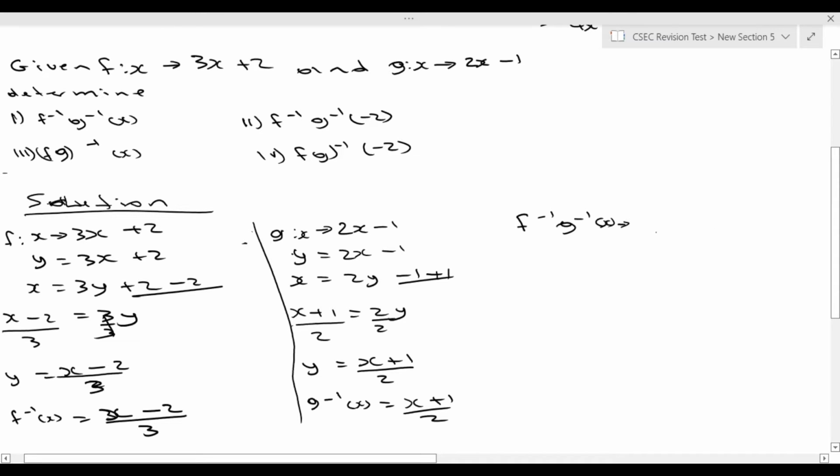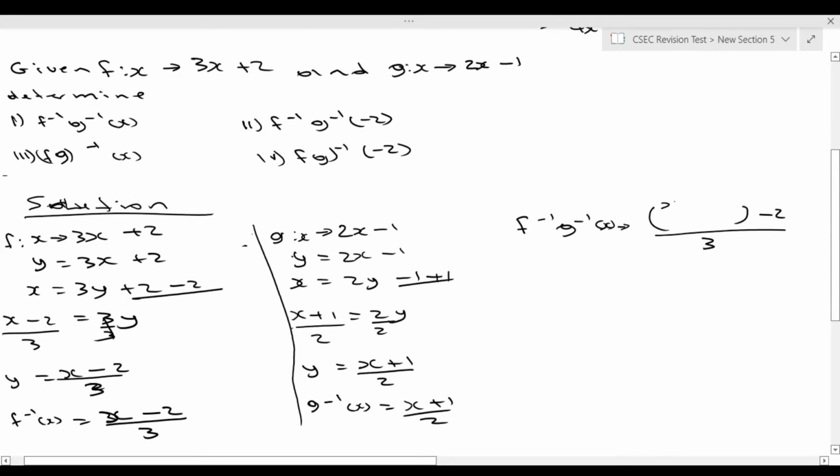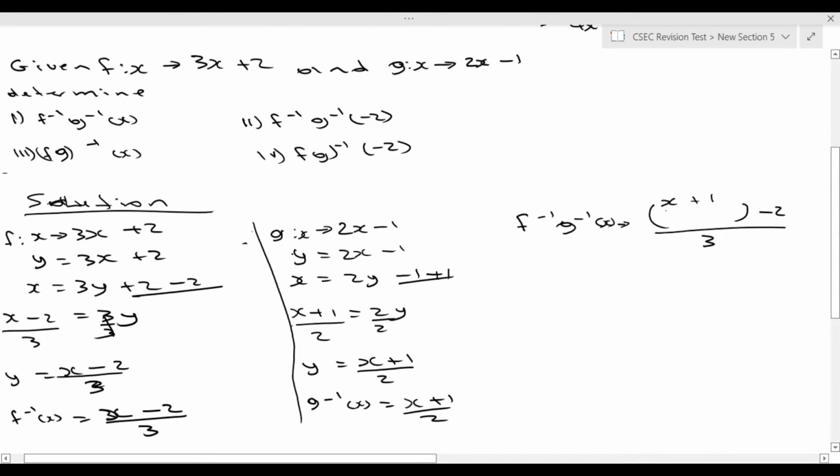So our f inverse function is equal to (x minus 2) over 3, and our g inverse function, which is (x plus 1) over 2, I'm going to put into the function. So we input our g inverse function inside of our f inverse function.